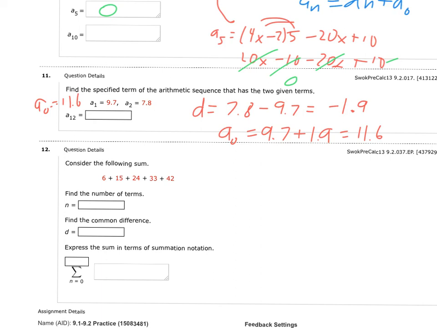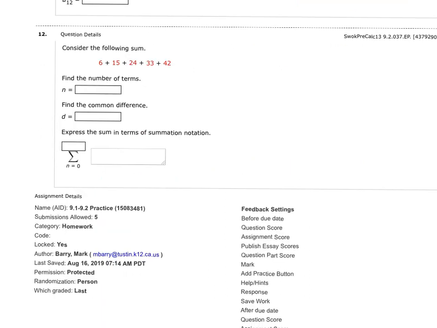All right, and so now I can say a sub n equals my common difference times n plus my a sub 0. So if I need a sub 12, I would just plug in 12 to that formula. All right, next up here, number 12. Okay, so first question here is what's the number of terms? So obviously that's 5 if you just count them up.